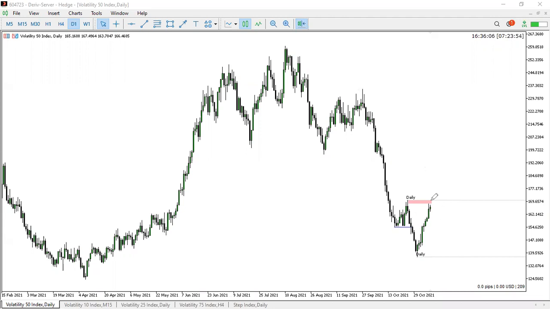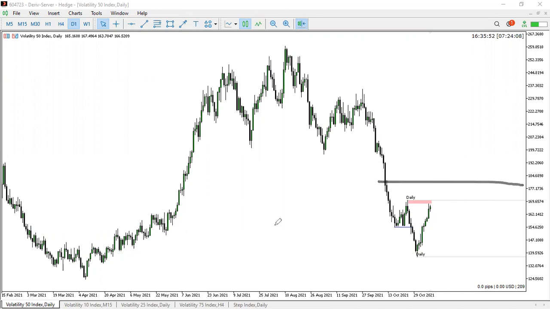So scenario number one, I'm looking at sales happening at this area, back down into around there, and then back up, right? But if price does break above here, then I would still be looking to take sales back down into this area, say from around in here, right?